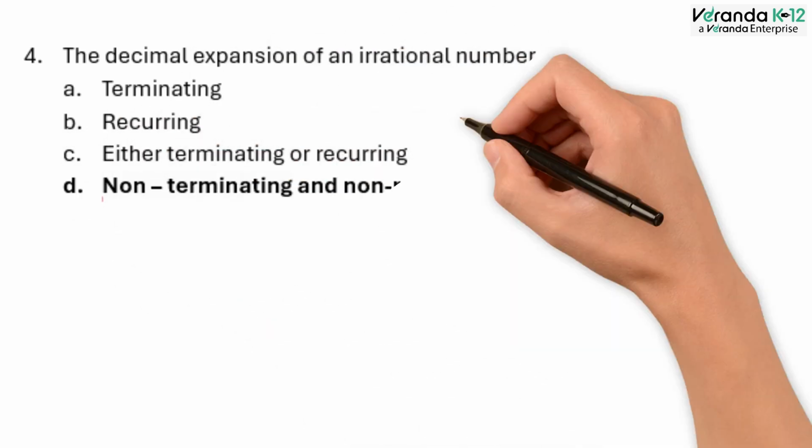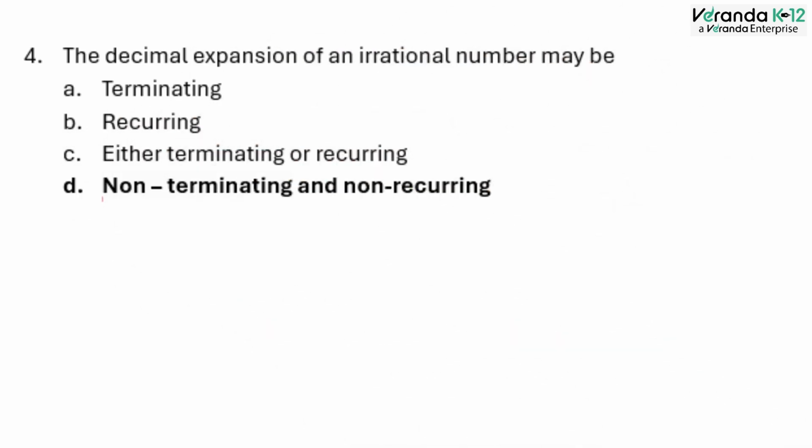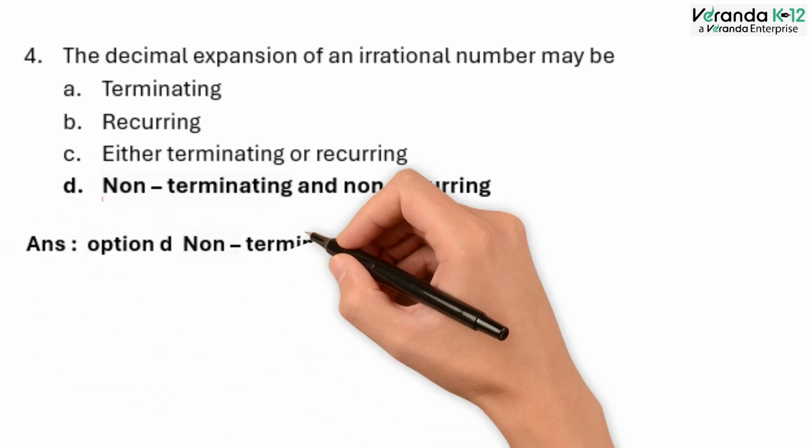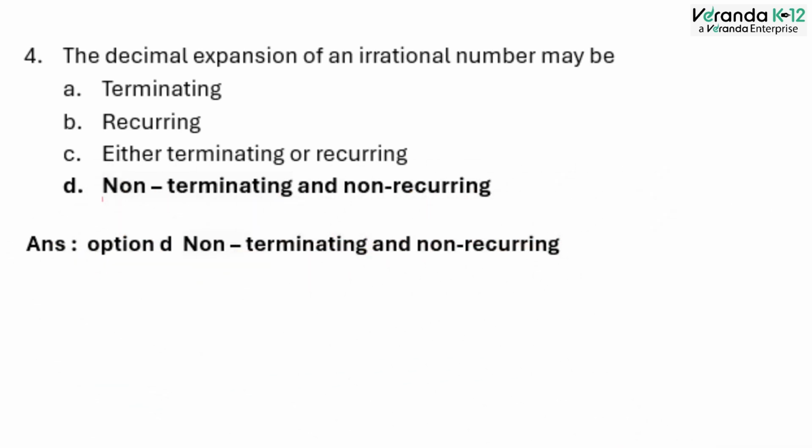Fourth question. The decimal expansion of an irrational number may be: option A, terminating; option B, recurring; option C, either terminating or recurring; option D, non-terminating and non-recurring. The decimal expansion of an irrational number is non-terminating and non-recurring, according to the definition. Hence, the answer is option D, non-terminating and non-recurring.